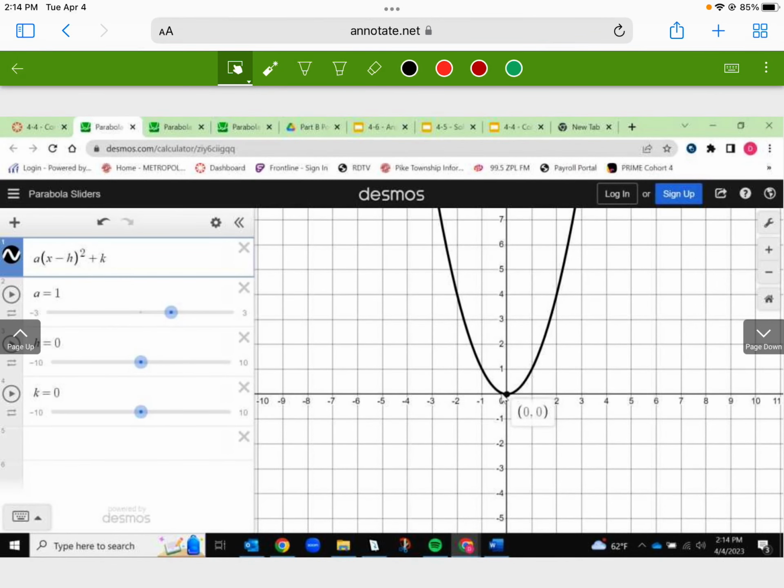We'll see if this does it. Okay, so my first equation, where did it go?